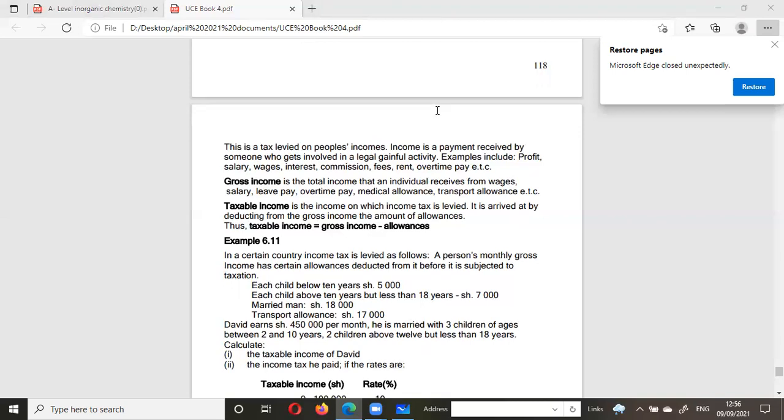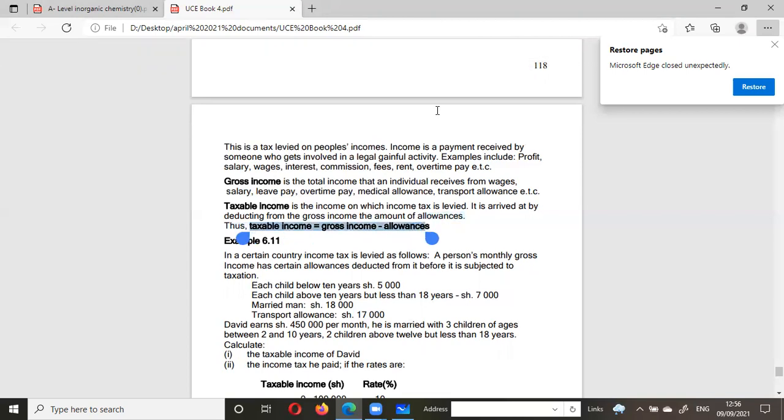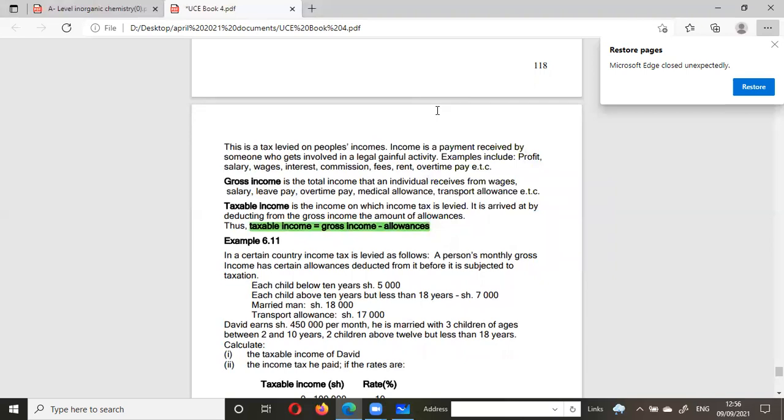So then we go to taxable income. This one we have seen also. Taxable income is the income on which the income tax is levied, and it is arrived at by deducting from the gross income the amount of what? Allowances. So you have seen this formula also. Make sure that you have this formula somewhere. How do you copy the formula? Let me copy it. The formula is: taxable income is equal to gross income minus allowances, what we call total allowances. Total means every expense you have encountered.